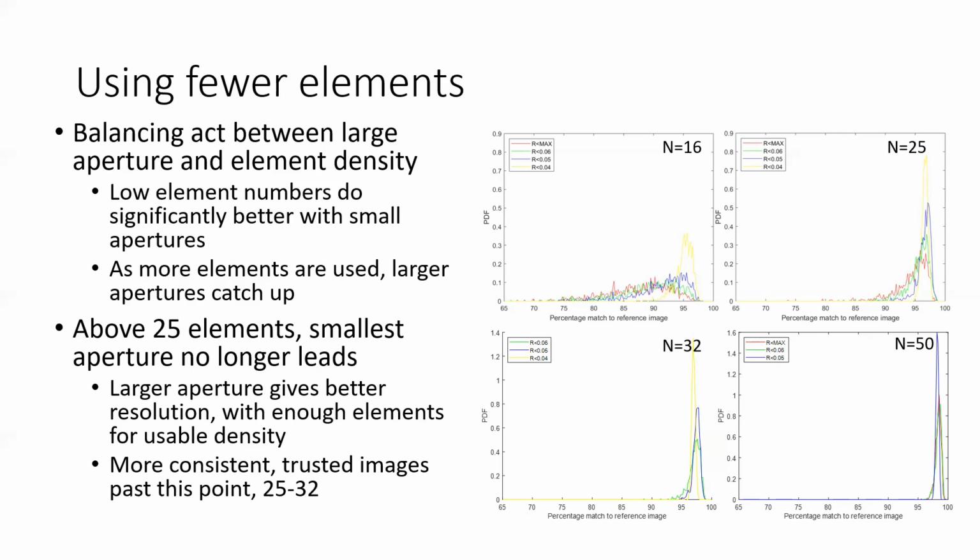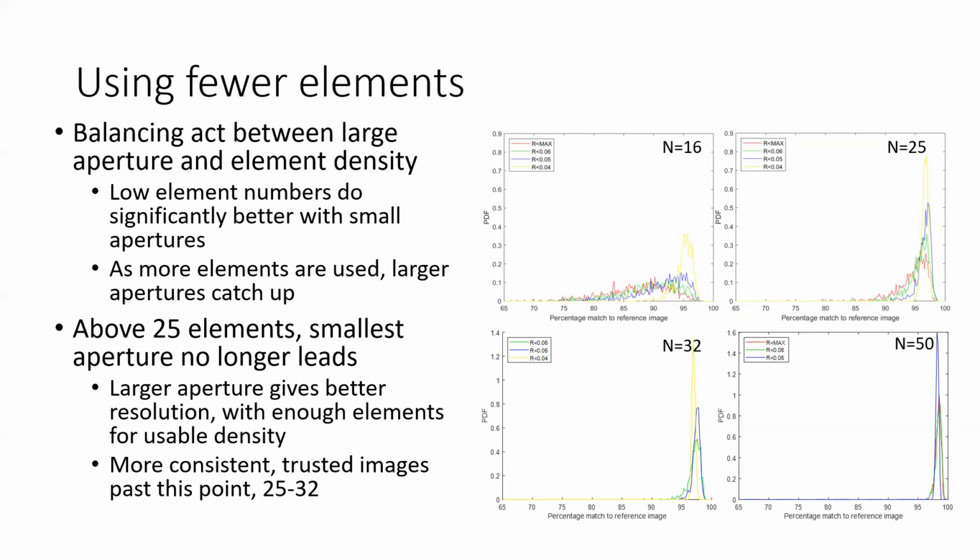But as you reduce the element count, for example, 16 and 25 here, the large aperture does not necessarily do well. It's actually the smallest aperture which does the best. And this is because if you go to the large aperture to get that fine resolution with a low number of elements, the elements are too sparsely distributed, and you don't get a good match to the reference image.